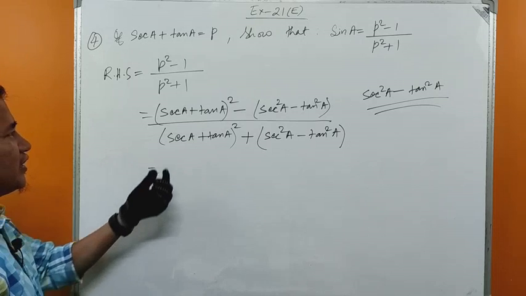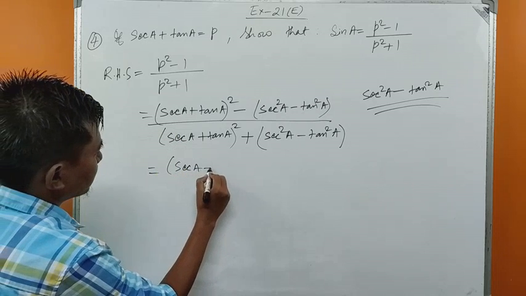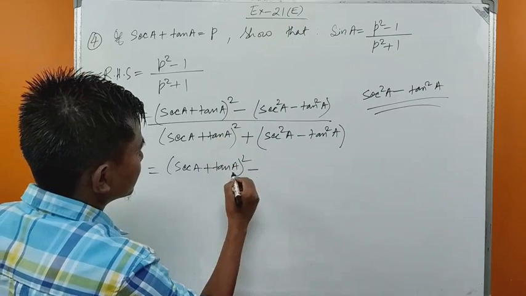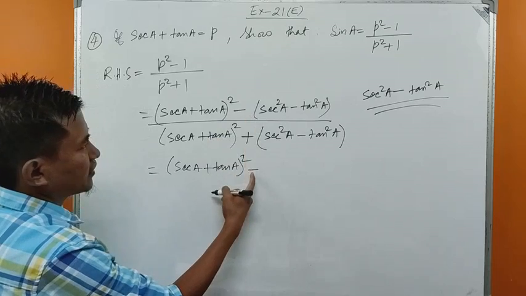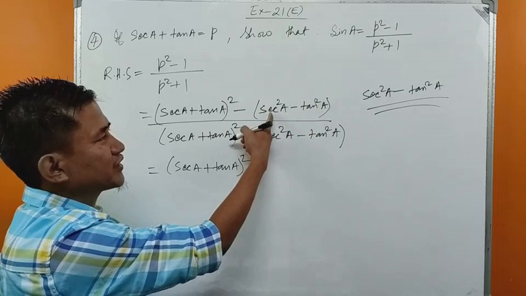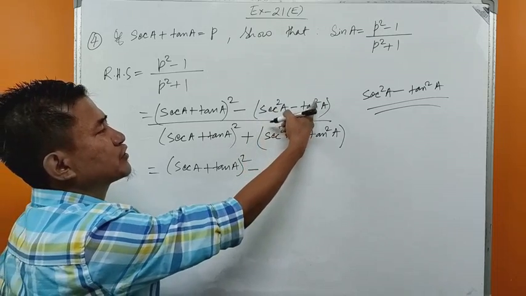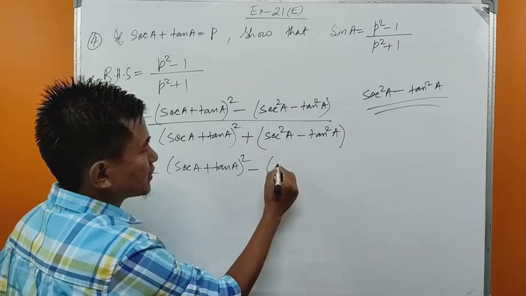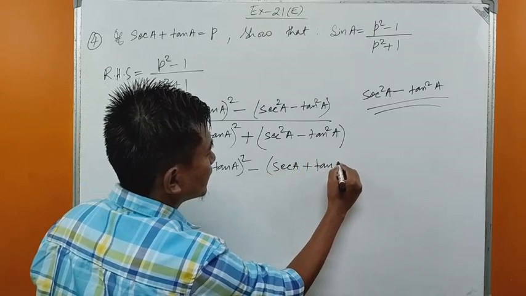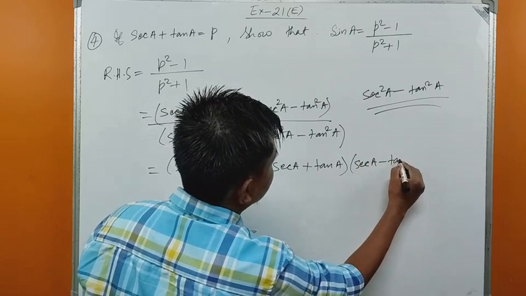So let's copy this as it is. Sec A plus tan A whole square minus, now this is a squared minus b squared. Let's assume this sec A as a and tan A as b. So a squared minus b squared means a plus b into a minus b, isn't it? So a plus b into a minus b.